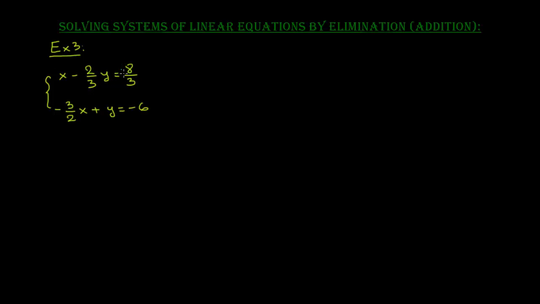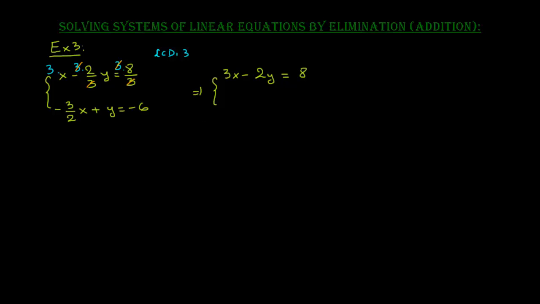We see that we have 2/3 and 1/3. So the denominator is 3, which means that my LCD would be 3. What we're going to do is multiply the whole first equation by 3. So every single term will be multiplied by 3. The goal is that when 3 times 2/3, we can cancel out the 3. So the new system equation is 3x minus 2y equal to 8.